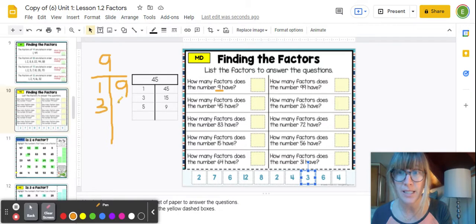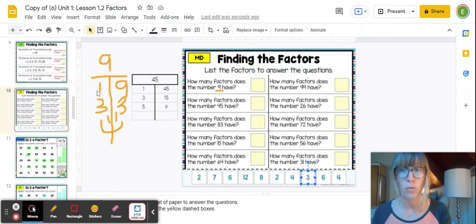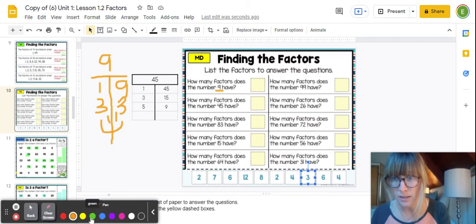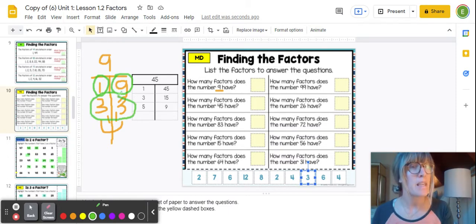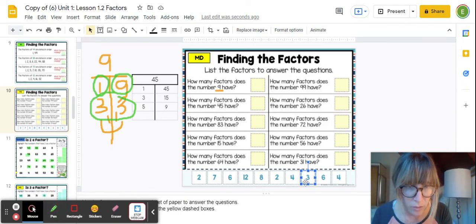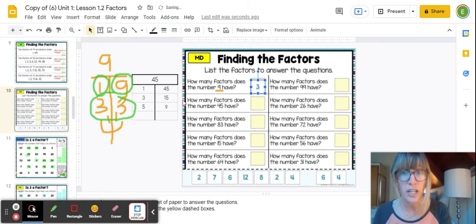3, well, yeah, 3, 6, 9. 3 times itself. 3 times 3. We have the same number repeated on both sides, so we know we found all the factors. So we have discovered that 9 has 1, 2, 3 factors, right? Even though 3 has a pair, it's the same number. It's the same factor. So it has 3 factors. So we're going to go ahead and swoop up this 3. Okay. You're going to keep doing that.